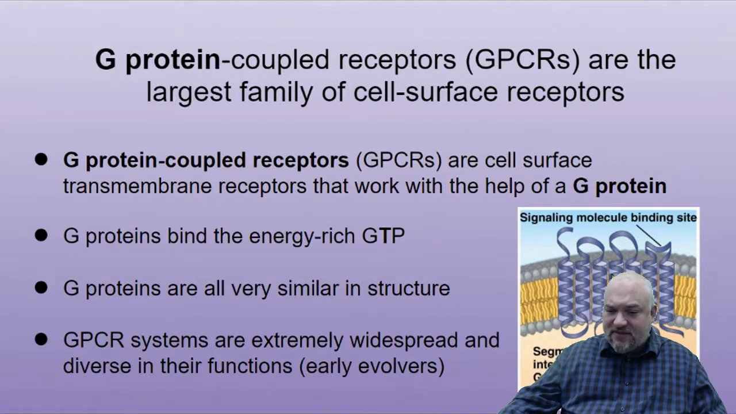Here we can see a model one over here. It's a lot of alpha helixes. We got a binding site on the outside and the segment on the inside, which will interact with the G protein.